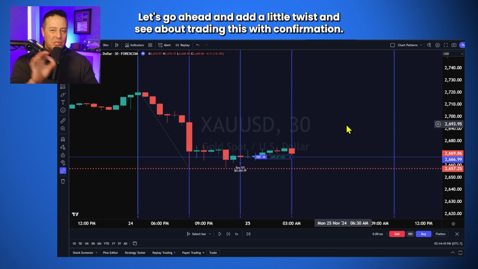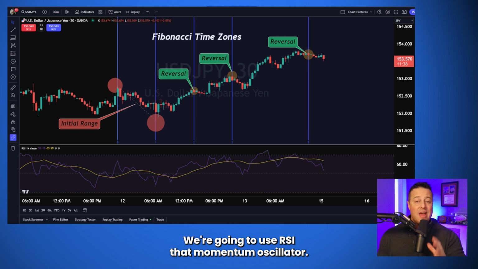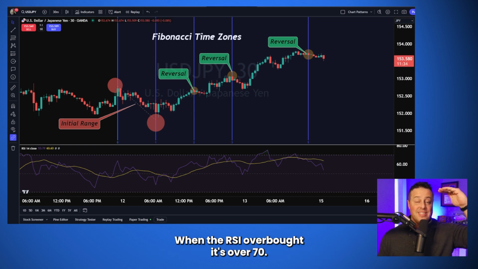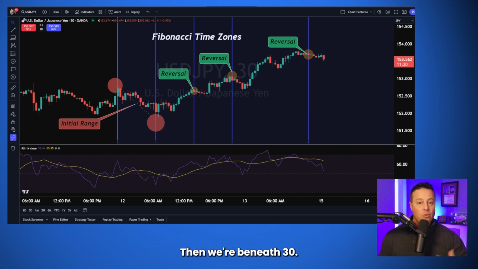Let's go ahead and add a little twist and see about trading this with confirmation. Okay, let's learn how to trade Fibonacci time zones with confirmation. We're going to use RSI, that momentum oscillator, to tell us when the market is overbought. When the RSI is overbought, it's over 70, all right? And then it's going to tell us when to buy the markets when we're oversold and we're beneath 30.